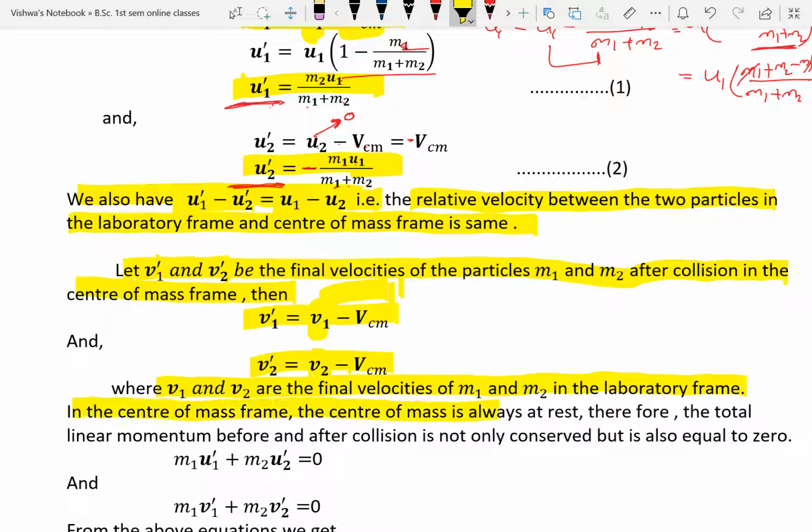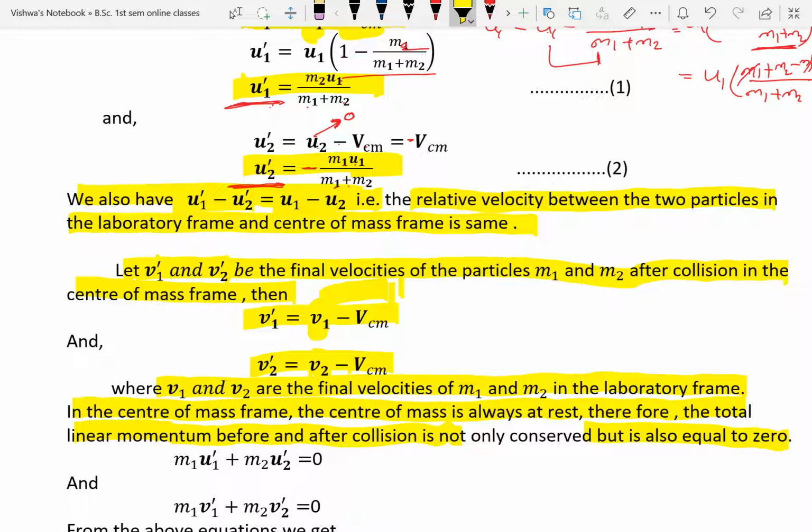In the center of mass frame, the center of mass is always at rest. In the previous class I explained how the velocity of the center of mass is 0 in the center of mass frame of reference, because the center of mass frame of reference is always rigidly fixed to the center of mass. Whatever the motion is, the frame moves along with it. So the velocity of the center of mass in the center of mass frame of reference is 0. For this condition, the linear momentum before and after collision is not only conserved, but both are equal to 0 also. So now we have to write the expressions for the momentum before collision and after collision. Those are conserved as well as equal to 0.